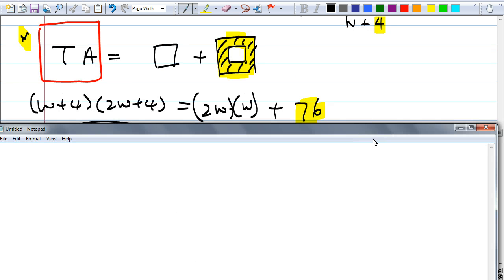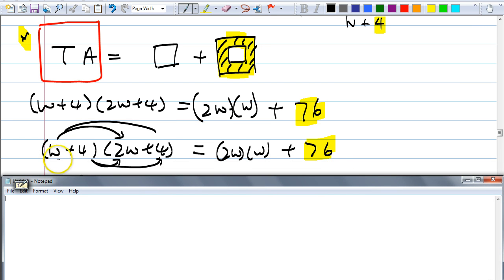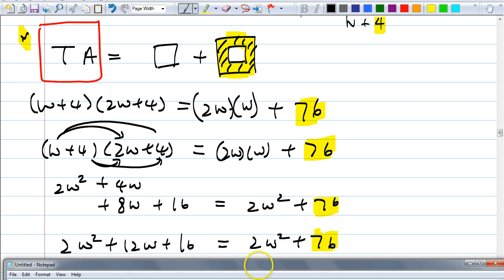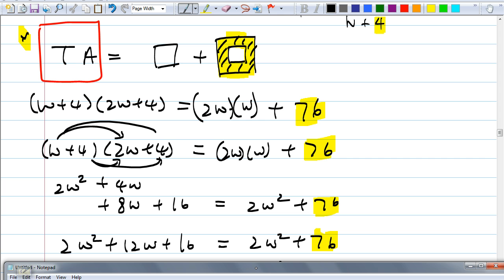Okay, so of course when you multiply these binomials together, you gotta multiply the first term with the rest of them and then the second term with the rest of them, right? You guys remember that? You gotta multiply W times 2W plus W times 4, right? You guys remember how to multiply binomials together? Yes. And then 4 times 2W and then plus 4 times 4. So you should have gotten, when you add them together, how many people got 2W squared plus 12W plus 16 equals 2W squared plus 76?